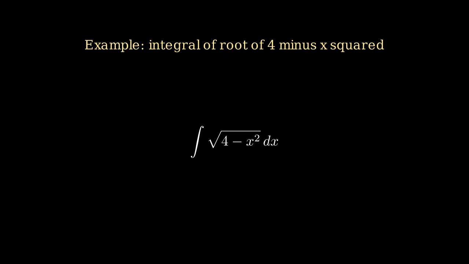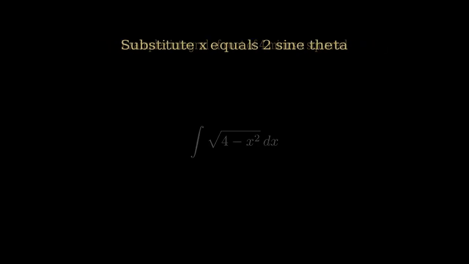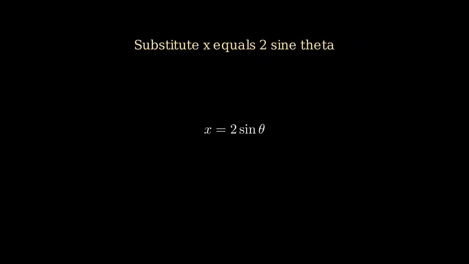We want to evaluate the integral of the square root of 4 minus x squared dx. This matches the first pattern, square root of a squared minus x squared, with a equals 2. So we substitute x equals 2 sine theta, which means dx equals 2 cosine theta d theta.